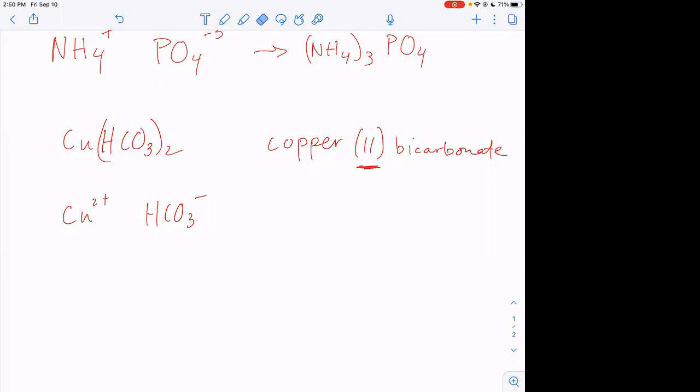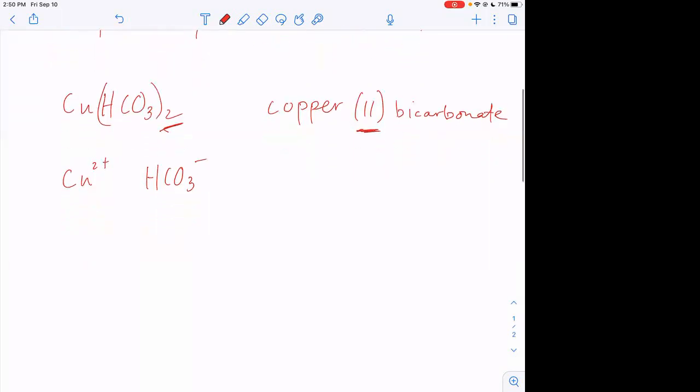I'm just showing you in the compound there's 2 of these, right? So that's why I put a coefficient, but if I just said write the ions, write 1 each. Can you do another one like that? Yeah. All right.